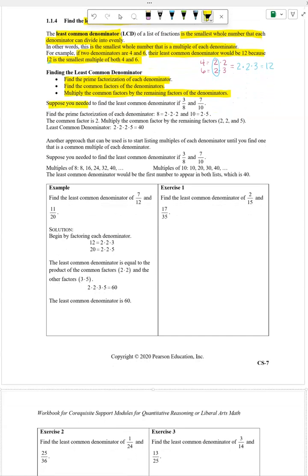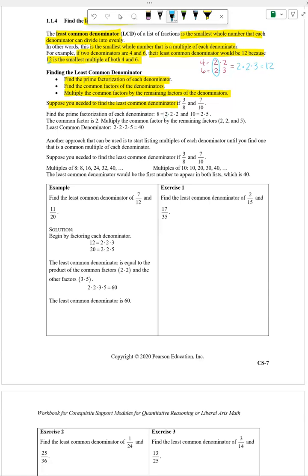So suppose you need to find the least common denominator of 3/8 and 7/10. Well, we don't care about the top, we just look at the bottom, right? So again, that's what they did here. It's easier for me if I write them on top of each other, but they wrote them beside each other. So they have 8 equals 2 times 2 times 2, and 10 equals 2 times 5.